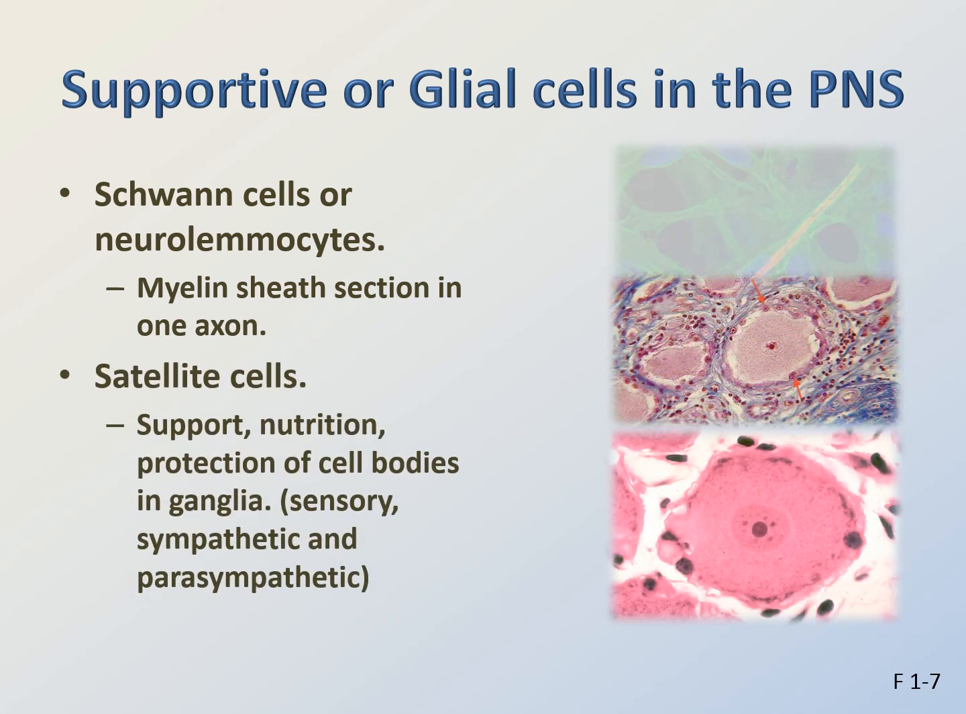The other glial cells of the peripheral nervous system are satellite cells, which support, nourish, and protect the cell bodies of the neurons located in all ganglia: the sensory ganglia located in the dorsal root of the spinal cord, and those of the autonomic system, the sympathetic and parasympathetic ganglia. You can see how they surround each neuron's cell body in these microphotographs.